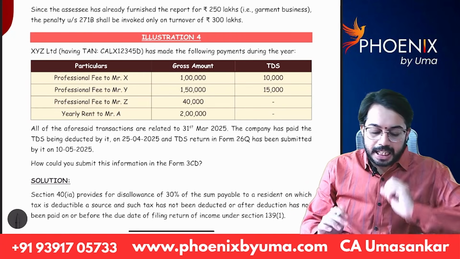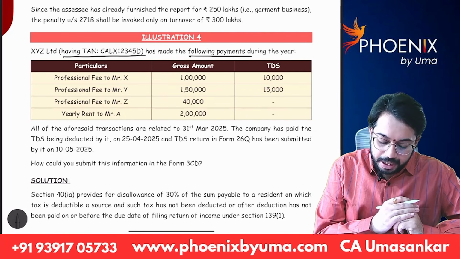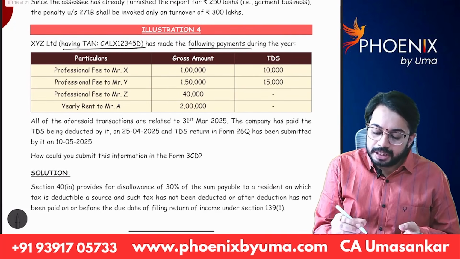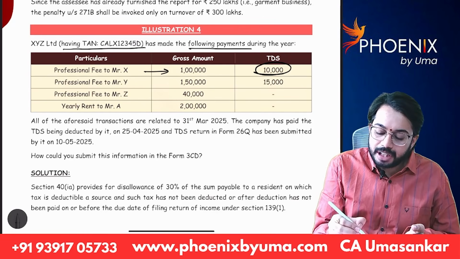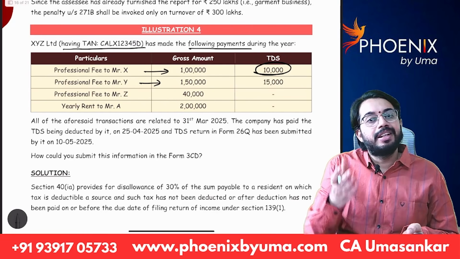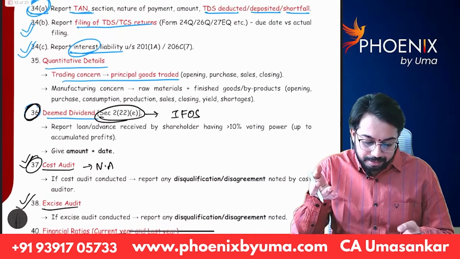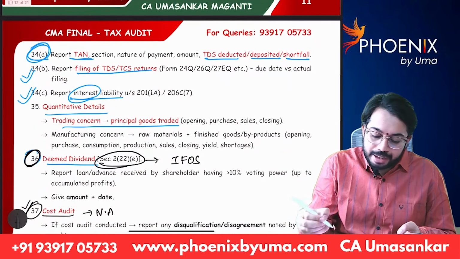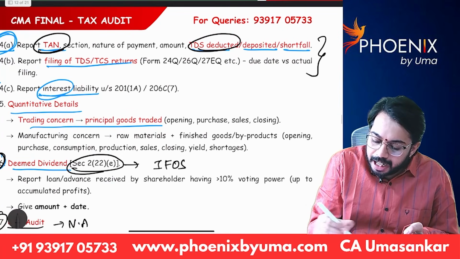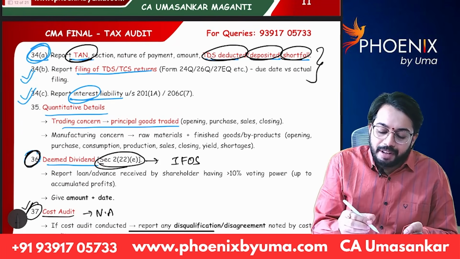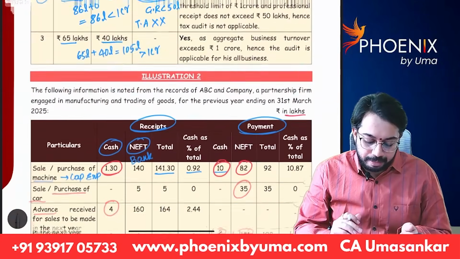Illustration 4. XYZ Limited having TAN has made the following payments during the year. Professional fees to Mr. X, gross 1 lakh, TDS deducted 10,000. Professional fees to Mr. Y. See, TDS is there. In which clause are TDS details required to be given? You can see clause number 34A, 34B. You have to give information of TAN, TDS deducted, deposited, shortfall, whether TDS/TCS returns are filed or not. You should give it in clause 34A and clause 34B.